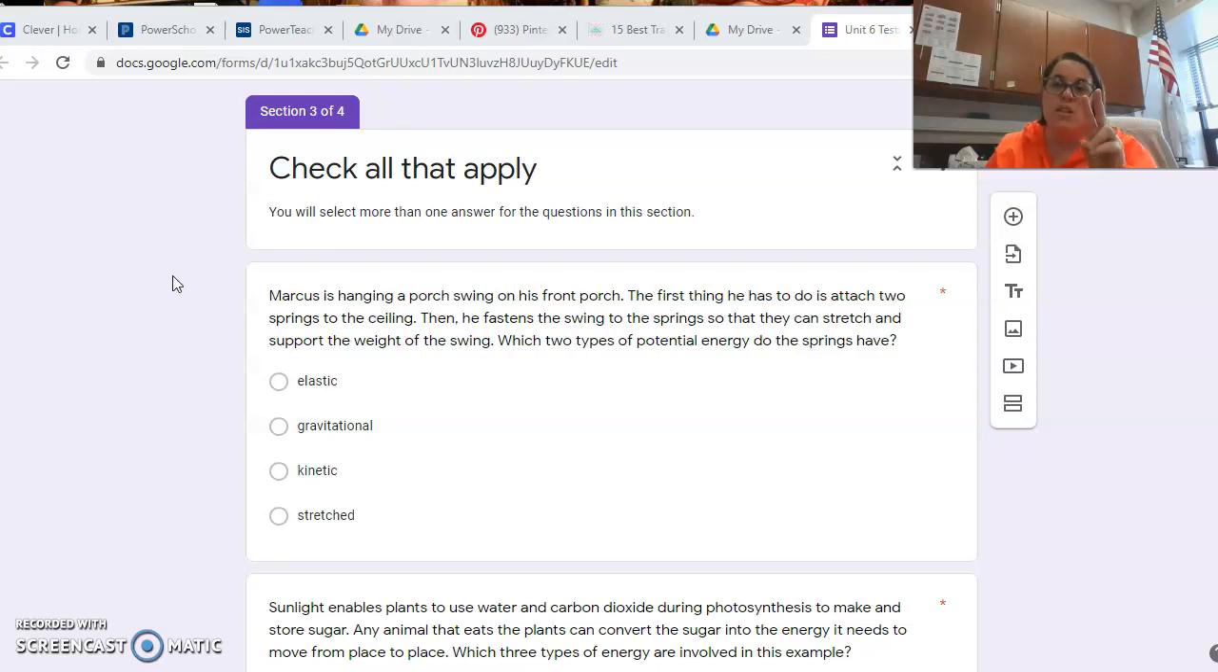So 2 types of potential energy. Remember, you're going to look for 2 and check 2. The first one is elastic. The second is gravitational. The third is kinetic. The fourth is stretched. Pick 2.